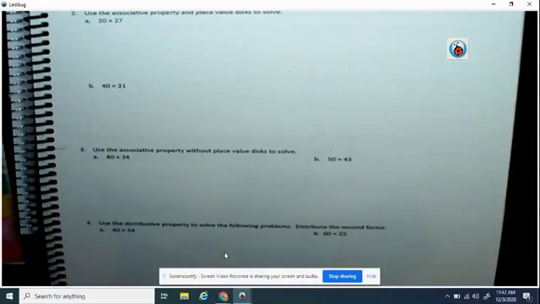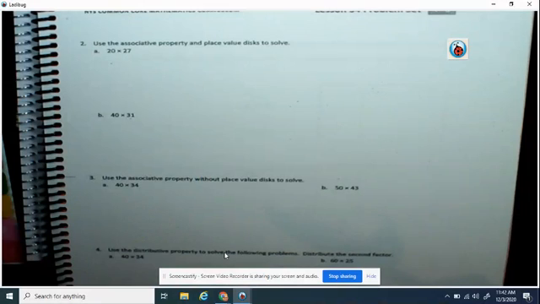Okay, so here we go. It's just giving us some problems. And it says you can use the place value disks. But you know what? Ms. Collins is just going to solve these the normal way. I've done them with the disks.